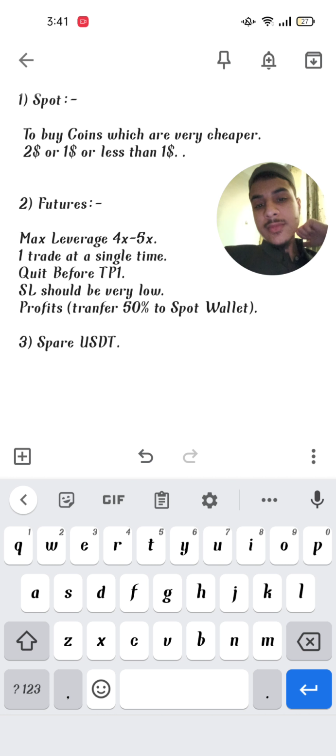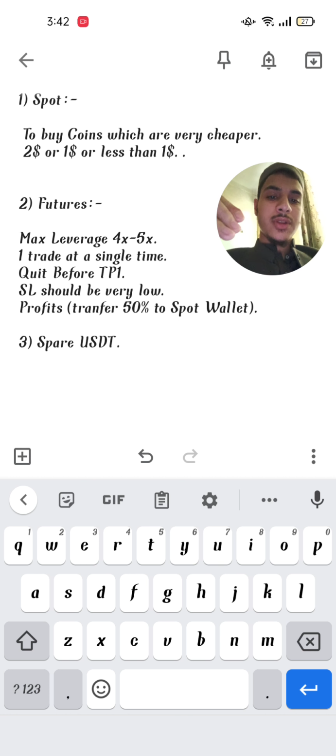Fine. Number three, you should close the trade before, like it's optional. You can close 50% or 40% or 60% of your trade before the TP1, take profit 1. It is because to be on the safe side.